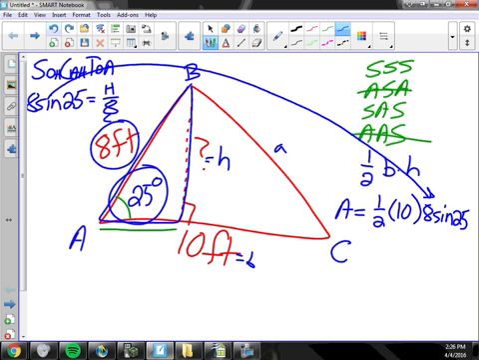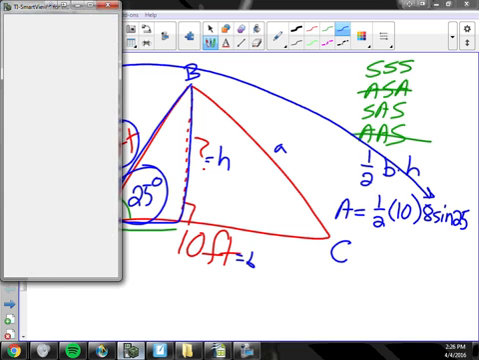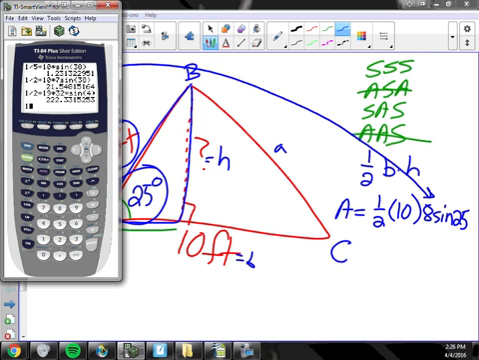So the area of this triangle is 1/2 the base, which is 10, times 8 sine of 25. So to calculate that, 1/2 times 10 times 8 times the sine of 25. What if I would have chosen, wait, I did 1/8. Yeah, that's not going to work.